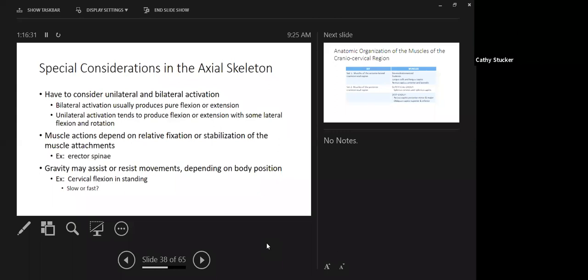I've got to have a stable pelvis if I want to throw a ball. So a lot of the action of the abdominal, of the trunk muscles is to provide a stable base for our extremities to function off of. Gravity is going to impact us, unless we're on the moon. So the type of muscle activation is going to depend on where gravity is and what the motion is.